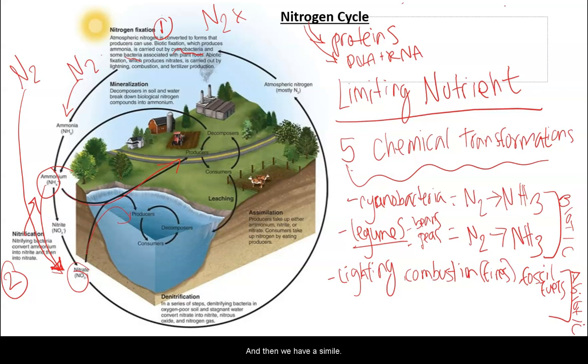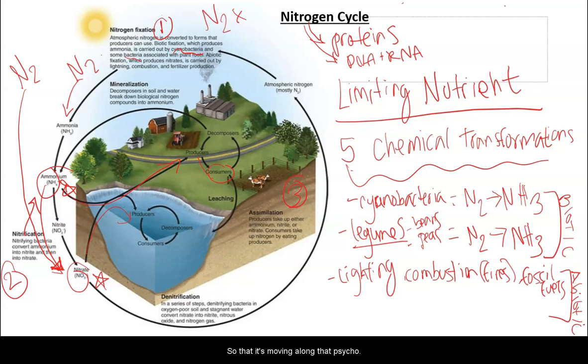And then we have assimilation. This is a little bit easier to understand, so you can take a minute to breathe here. But assimilation involves producers taking up either ammonium or nitrate. So they take it into their bodies, into their tissues, and they use it, and then when consumers eat them, which we see here, consumers will eat the producers, they will take some of that nitrogen the producers have.